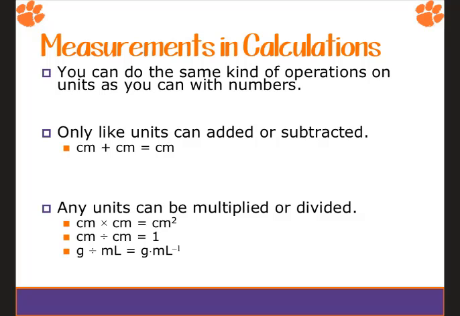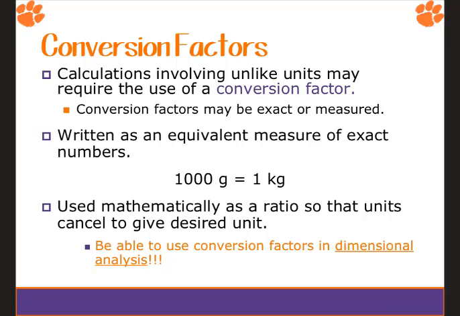So if you have centimeters times centimeters, we get centimeters squared. So this is a unit of area, so length by length. If you have centimeters divided by centimeters, those units cancel out. And you can take grams divided by milliliters to get grams over milliliters, or grams times milliliters to the -1 power. This is one of our units for density. So I talked about conversion factors briefly in the previous video, but calculations involving units may require the use of a conversion factor. And again, these can be measured quantities or they can be exact.